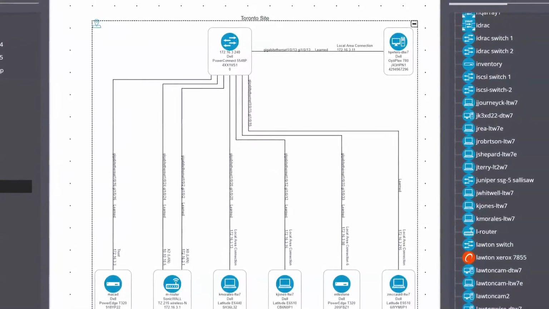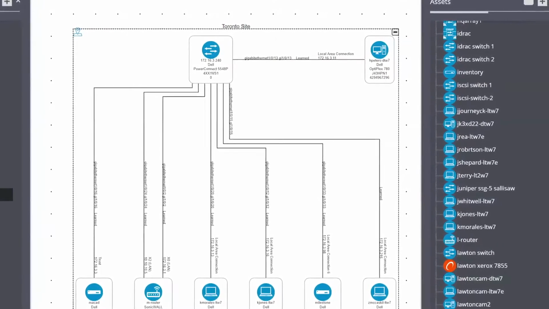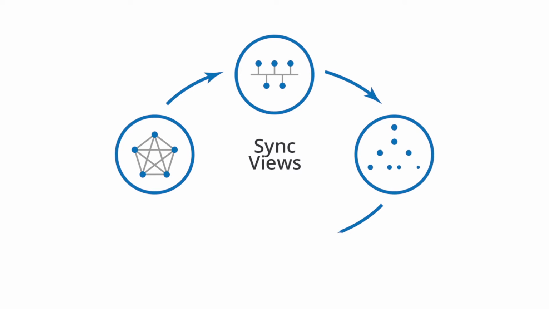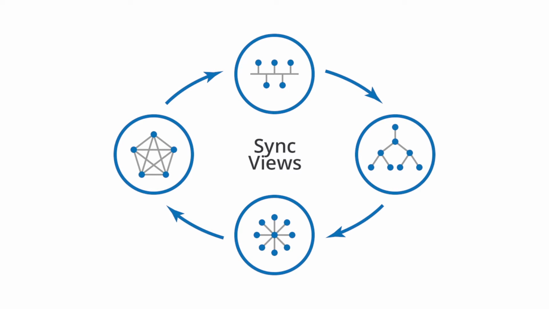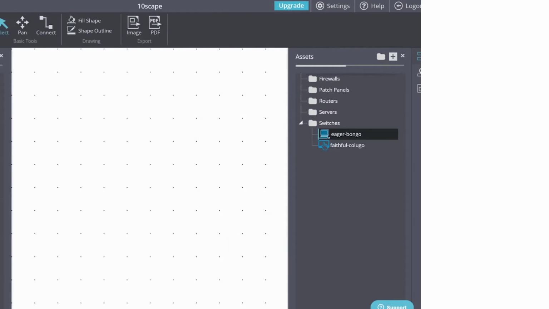You can export your map to PDF or clone it and customize it to meet your needs. When it's time to document your network, 10SCAPE lets you create many different views and keeps all these views in sync automatically when your network changes.